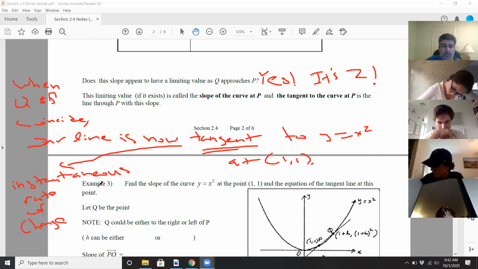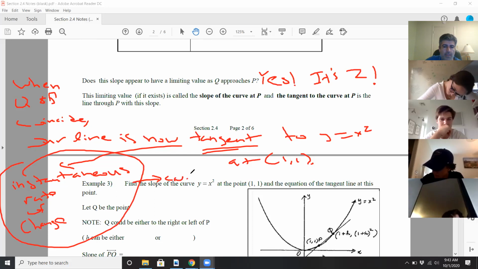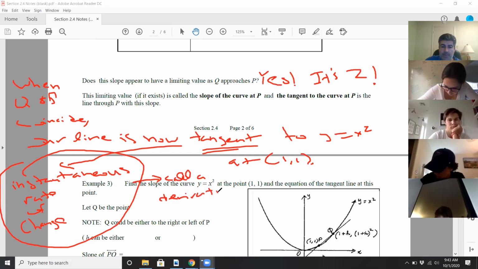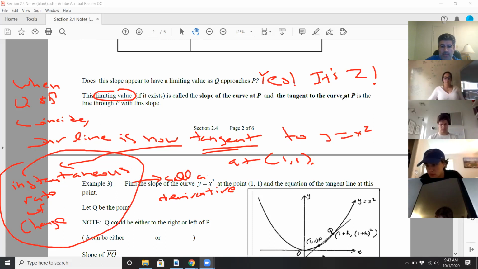And this is something that we call a derivative, which is going to be the whole essence again of the first semester of this course. And we think of it as a limiting case. This limiting value, of course, if it exists, because limits may not exist, is called the slope of the curve at P, or the tangent to the curve at P, a line through P with that slope. So it's this tangent line. We're really focusing on tangent lines here. That's the ultimate goal.